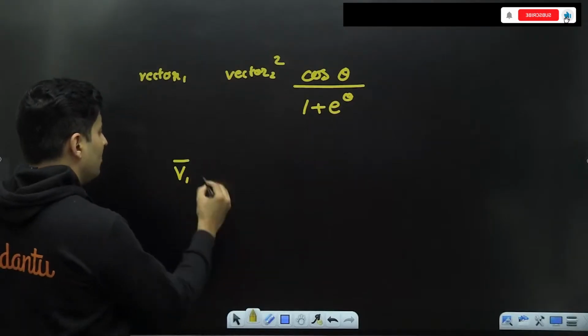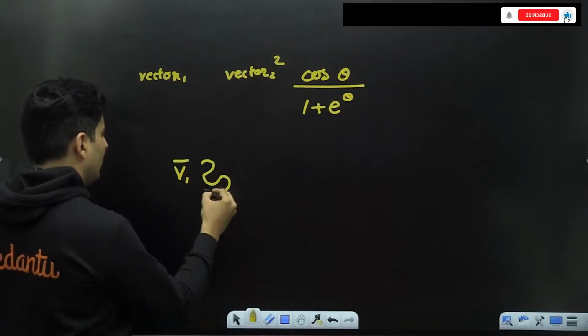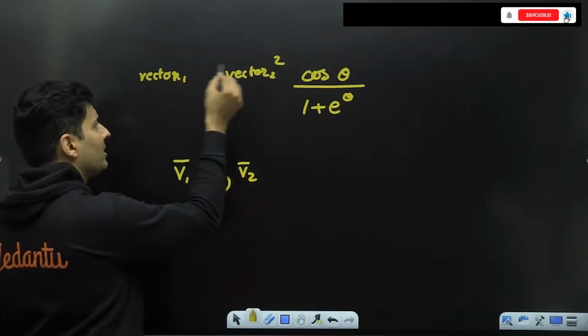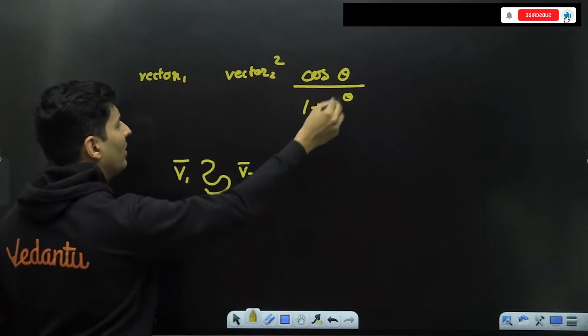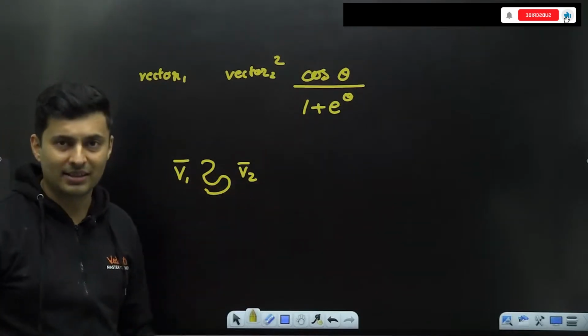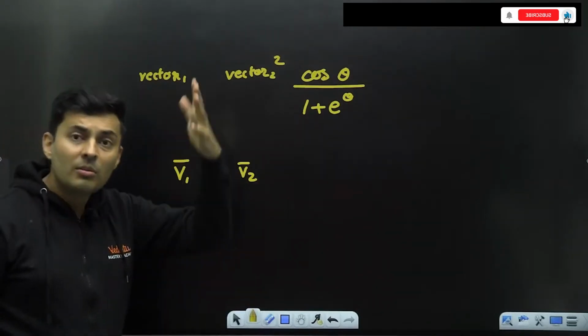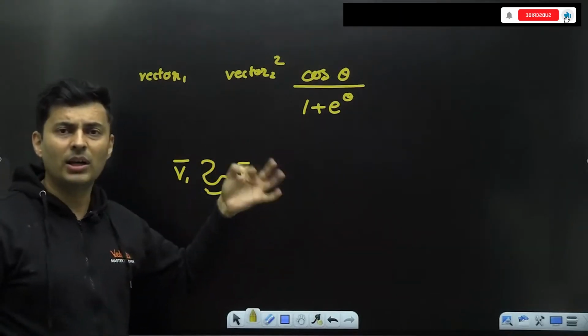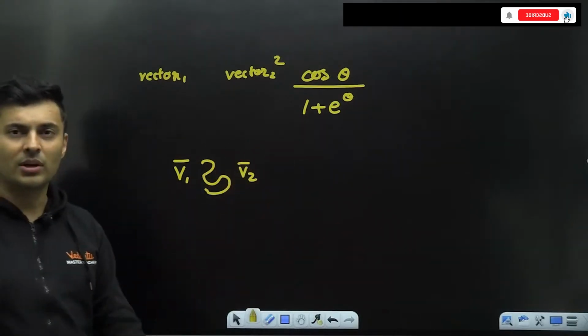Vector 1, my symbol is like this, into vector 2. This symbol means you take the first vector, the second vector squared, cos theta upon 1 plus e raised to theta. Because it is happening many times, you symbolize it. So scientists saw many physical quantities following the trend every time and gave a symbol like dot and cross. That's all that the dot and cross product is.